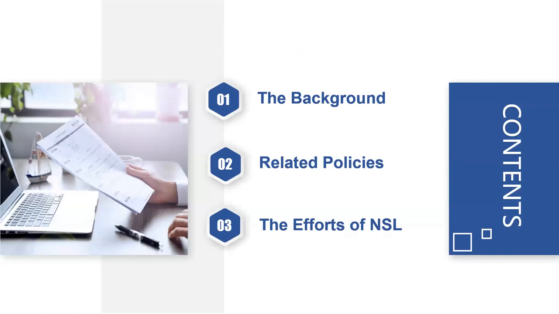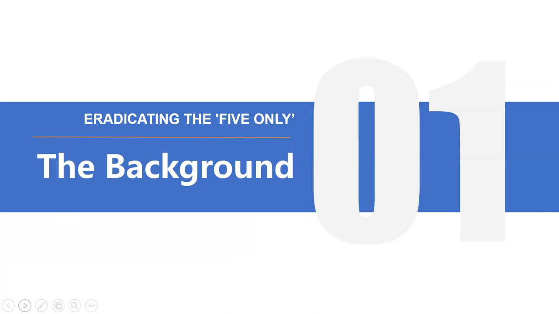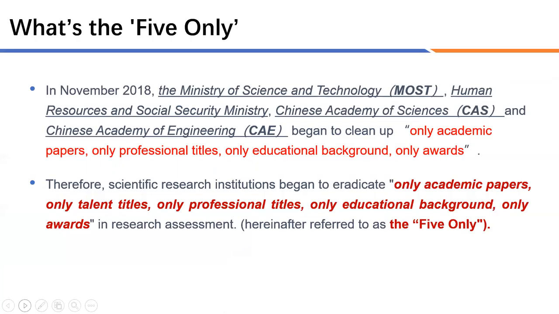I will introduce it in three parts. The first is the background, and the second is the related policy. In the related policy, I will introduce some main points of the policy and some typical measures in China. The last one is the effort of our library. The first one is the background.